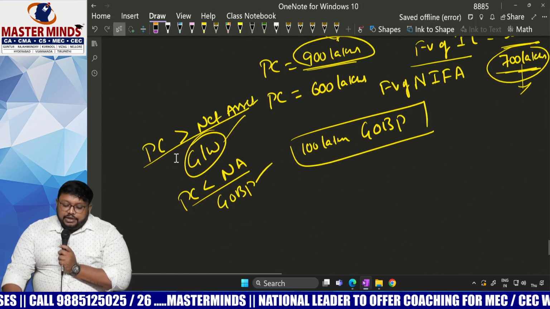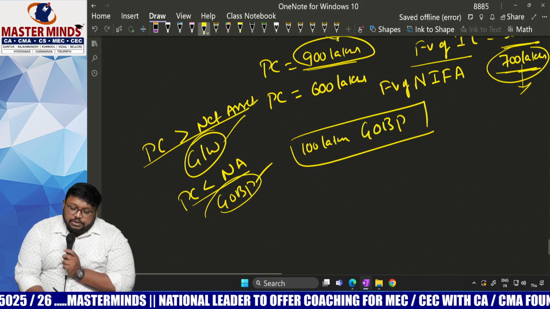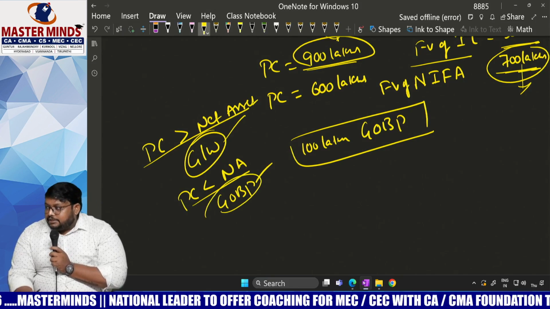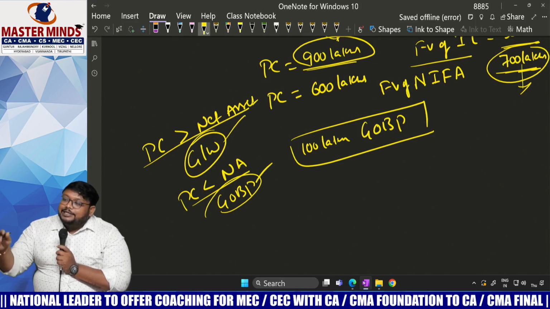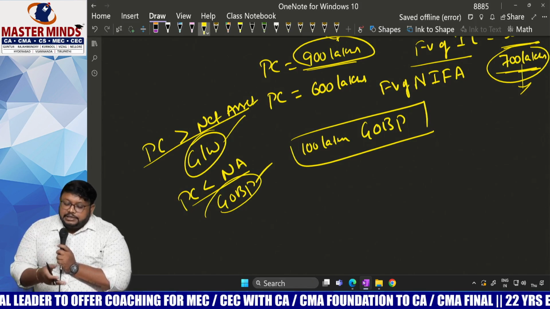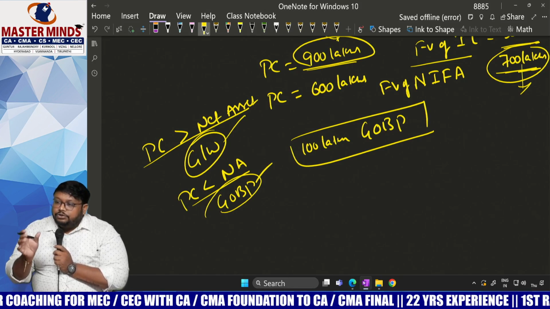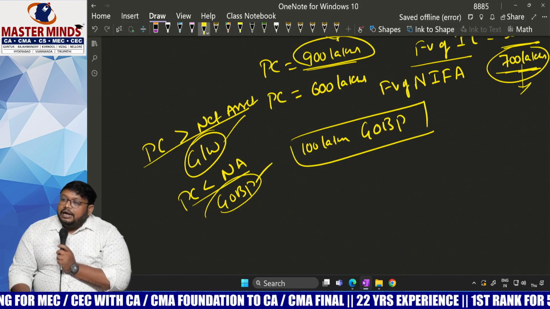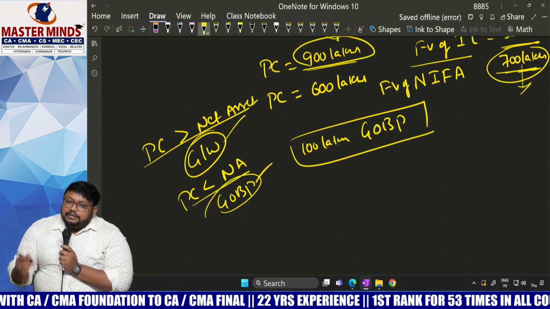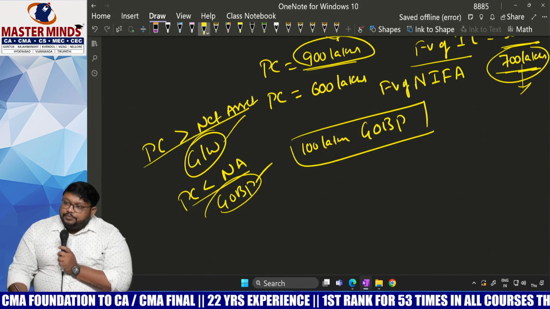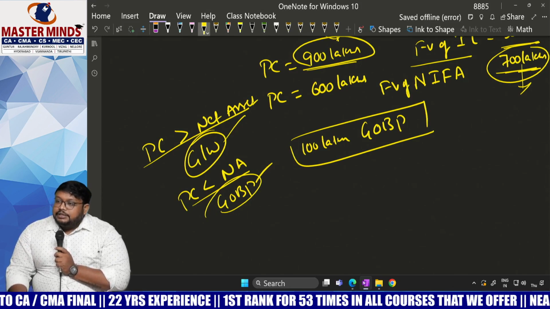Now, if you have goodwill, you show it on the assets side. If you have a gain on bargain purchase, it will be shown under liabilities, under reserves and surplus, the same place where you show capital reserve. In Ind AS, we are following division to financial statements, and we have a concept called other equity. Under other equity, we will show this gain on bargain purchase. Don't confuse: other equity means reserves and surplus only.